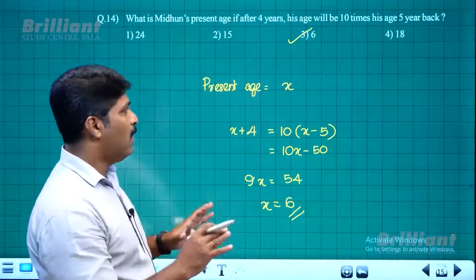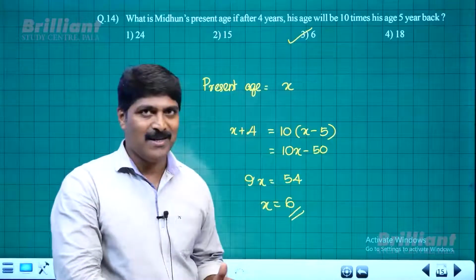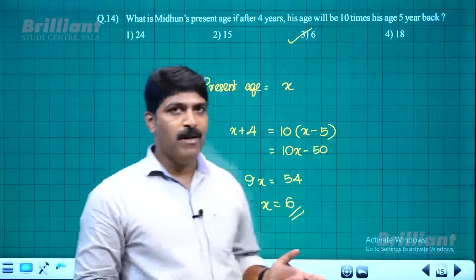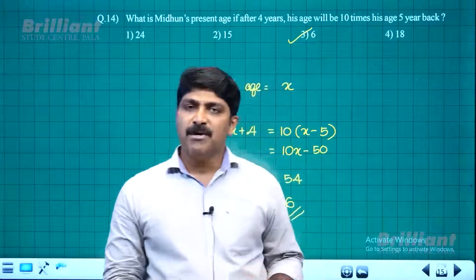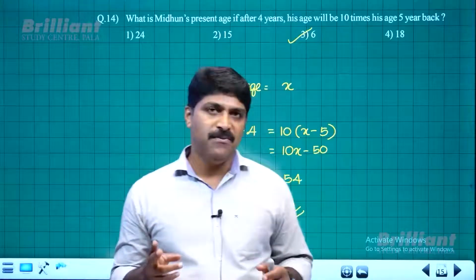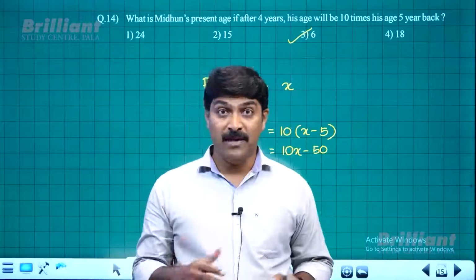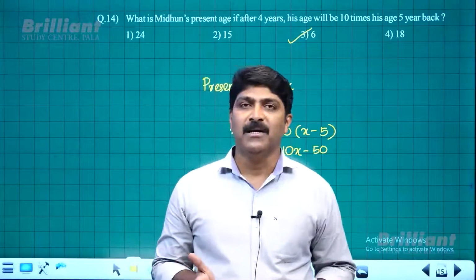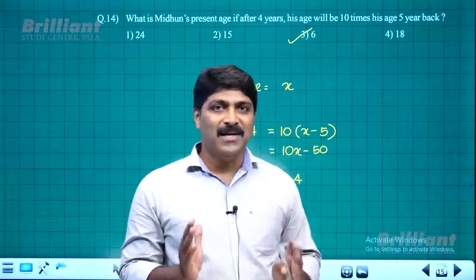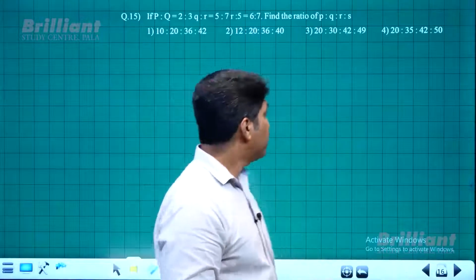It's quite a simple equation application. So basically it's an age problem. We know that age problems have two different types of approaches. One is the application of simple equations, and the other one, which covers a lion's share of the questions, is the application of ratio. Go to the next one.